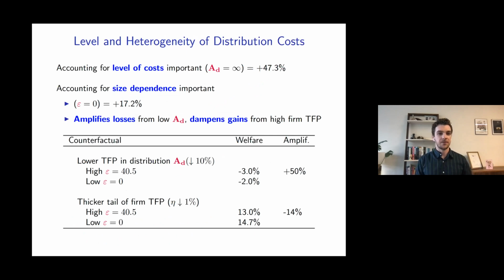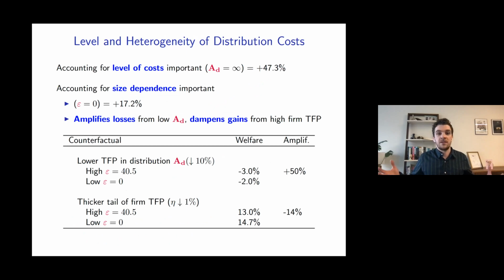Okay, so what is our first set of counterfactuals? We're going to do a couple of accounting style exercises to understand how macro important this is. Our first exercise is to consider an intranational free trade counterfactual. Set AD equal to infinity, so distribution is free except for fixed costs. We still have fixed costs.